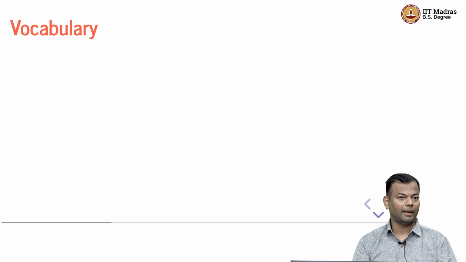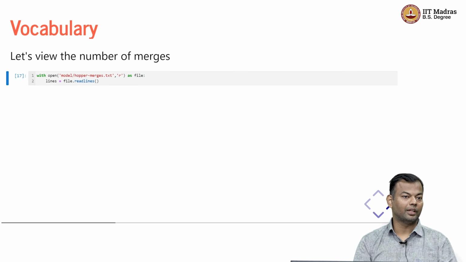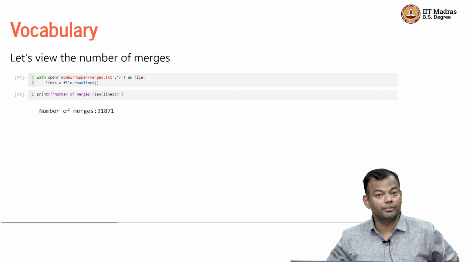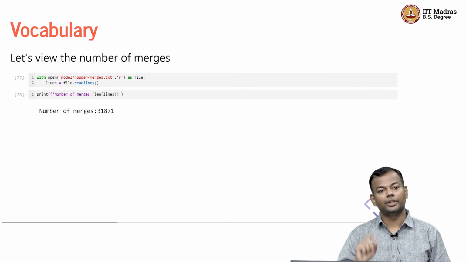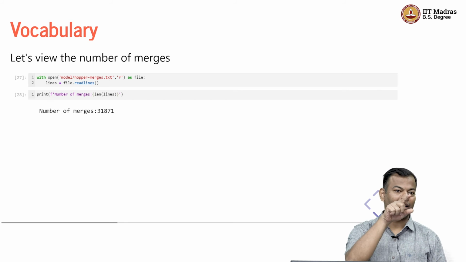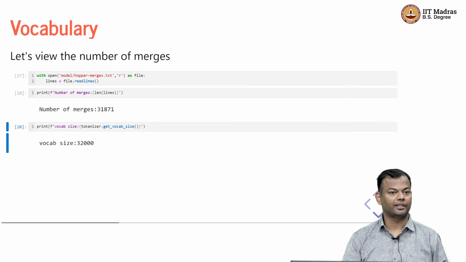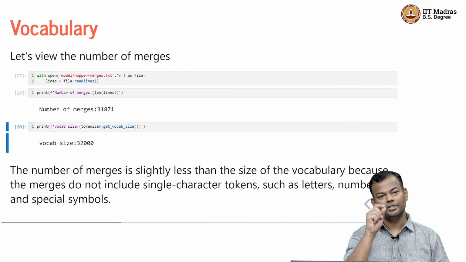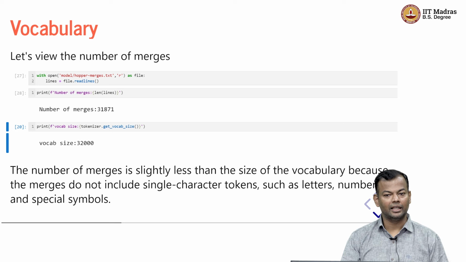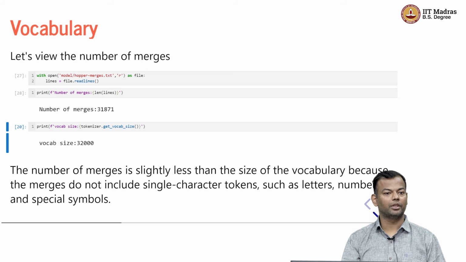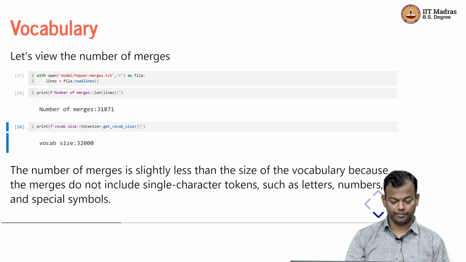Now let's look at the vocabulary. Let's view the number of merges it has done. That's just the total number of lines that you would have here. Let's execute this. So it's 31,000 merges. Remember, you had asked it to create a vocabulary of size 32,000, and it has done 31,871 merges. The reason is that the single characters, etc., don't get counted. So the vocabulary size is 32,000, and the merges is slightly less because you don't count the single characters such as letters, numbers, and special symbols. Those other characters sum up to give you a vocabulary of size 32,000.